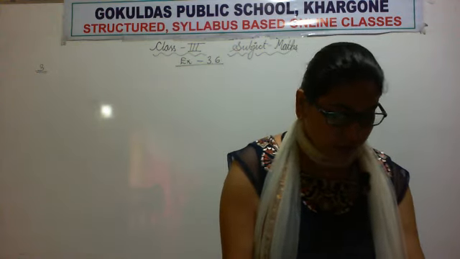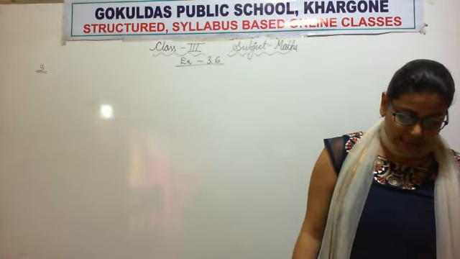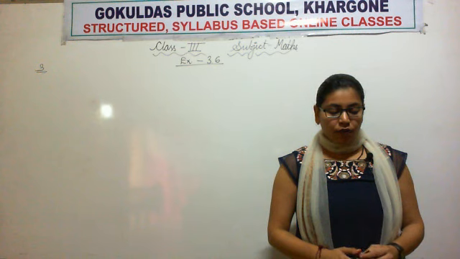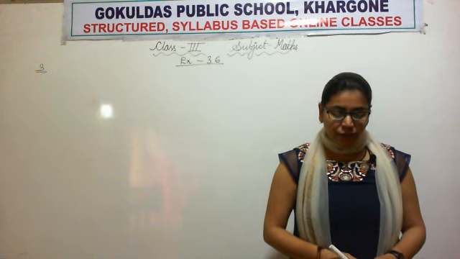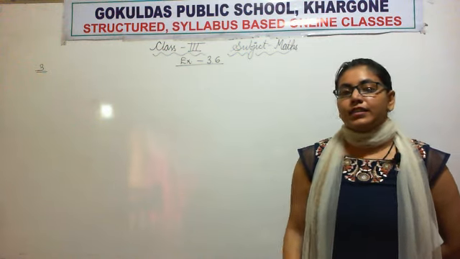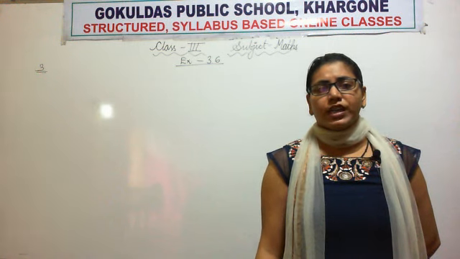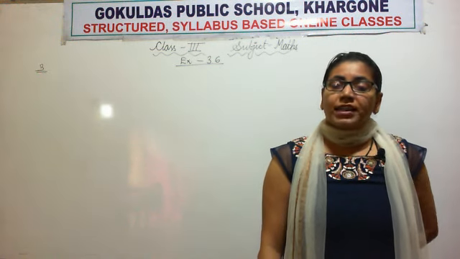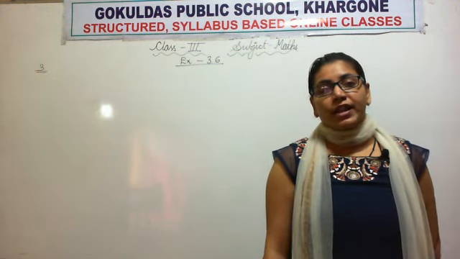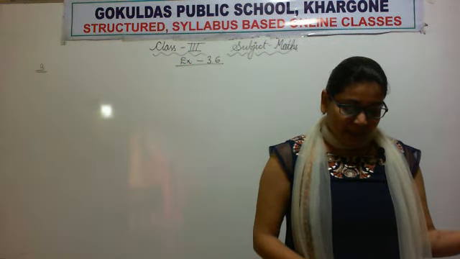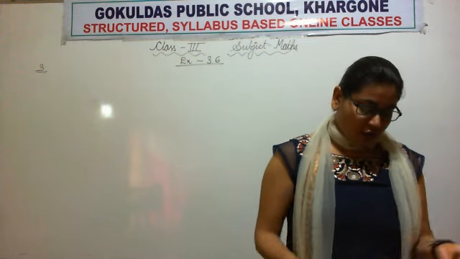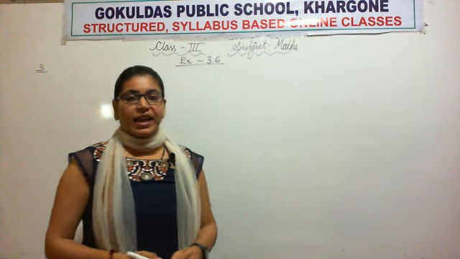Okay, so part B. There are 39 apples and 44 oranges in a basket. How many fruits are there altogether in the basket? See, the word altogether is written there. Whenever we see the word altogether, total, sum, this word implies addition. So we will add the apples and oranges and get the total number of fruits.